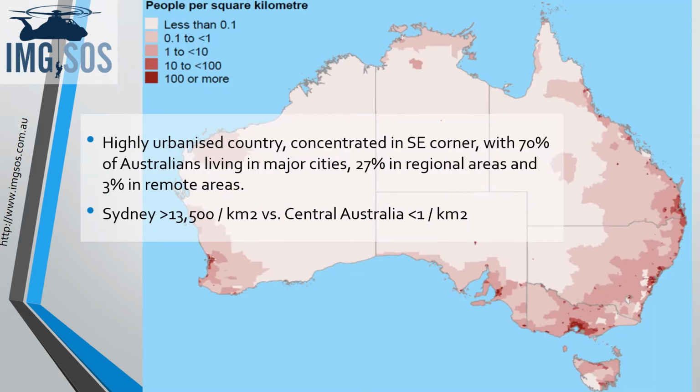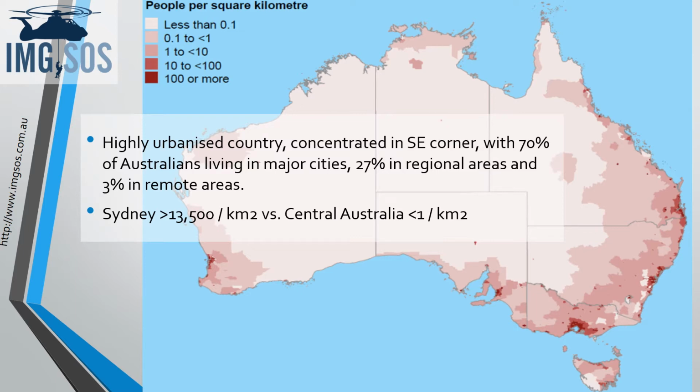I mentioned that we were a large country with a small population, but we're also a highly urbanised country. So not only do we not have a lot of people, but those people are concentrated around the coastal fringe. 70% of Australians live in major cities and 27% live in regional areas, with a large proportion in the southeast corner, the Sydney, Melbourne, Brisbane corner. Only 3% of Australians live in remote areas.